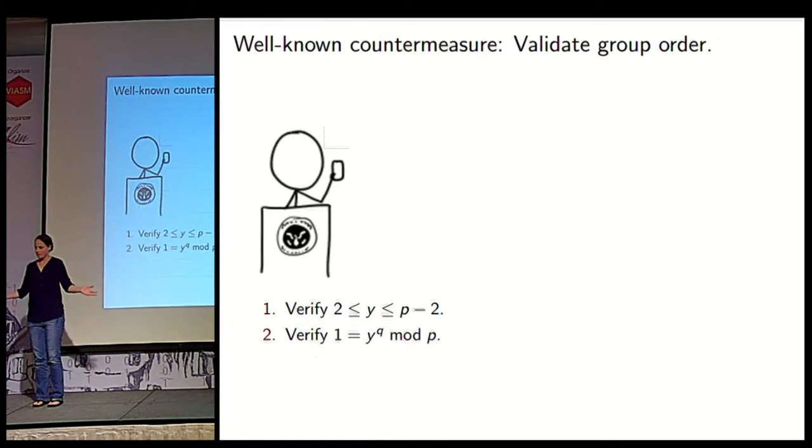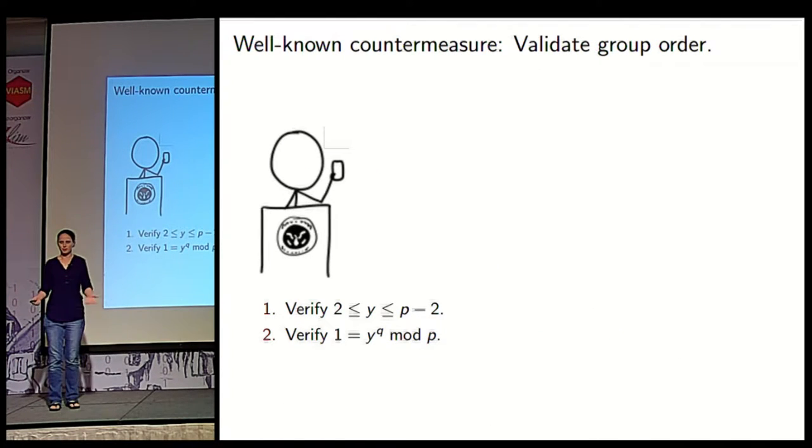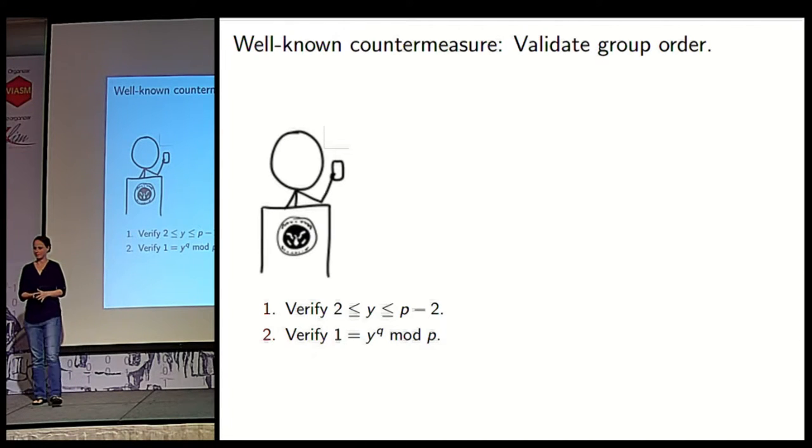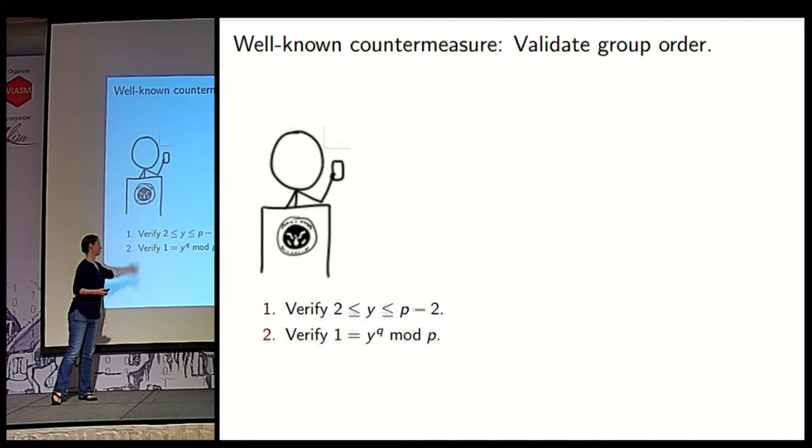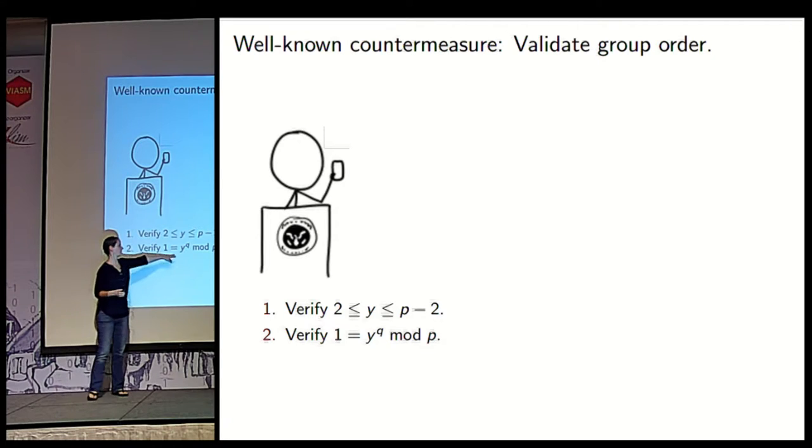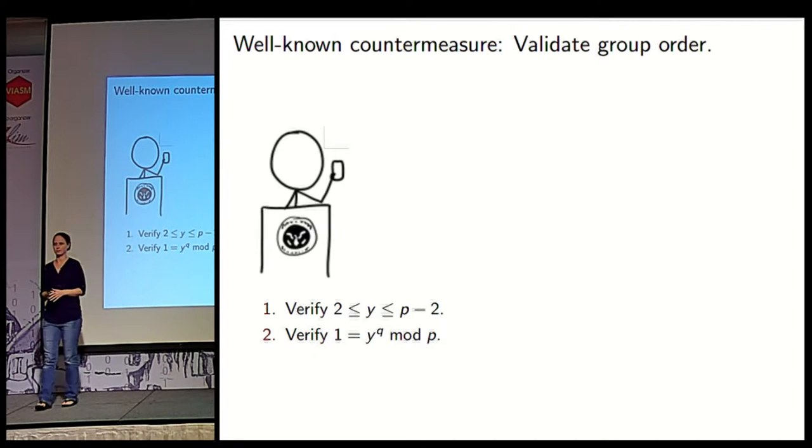Okay. There is a well-known countermeasure against this, which is that all parties in the Diffie-Hellman key exchange should verify that they are contained in the correct subgroup. So if you're supposed to be in a subgroup of order 2, you should verify that you're not in a subgroup of order 2, and if you're supposed to be working in a subgroup of order Q, you should verify that the value that you receive is, in fact, in a subgroup of order Q. So now you're good. You're protected against this.